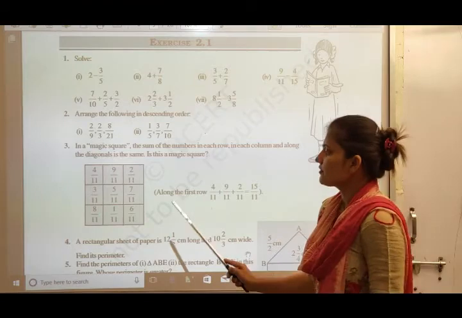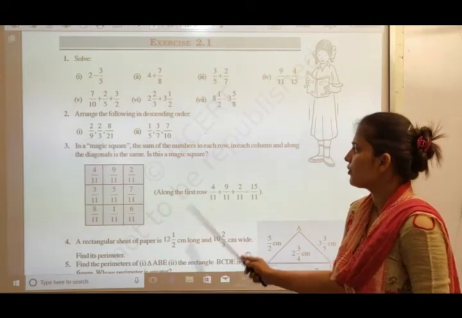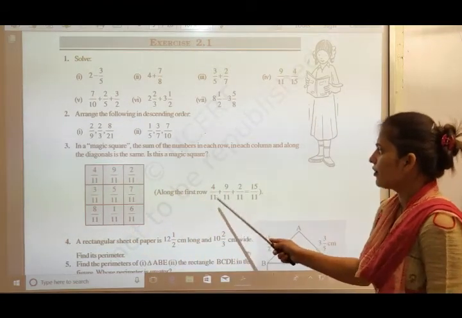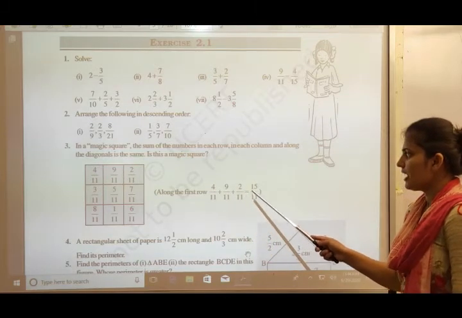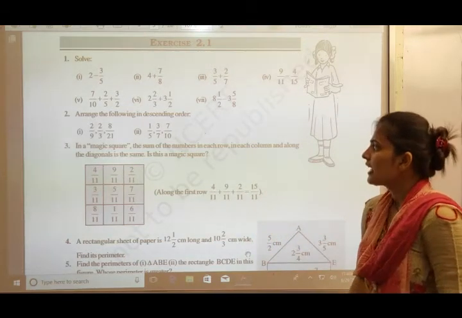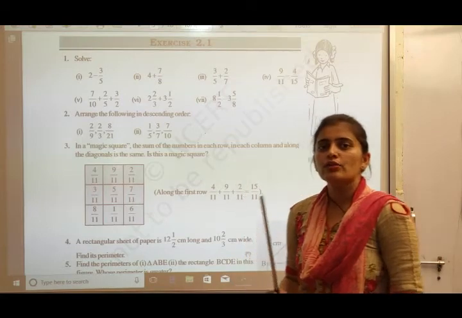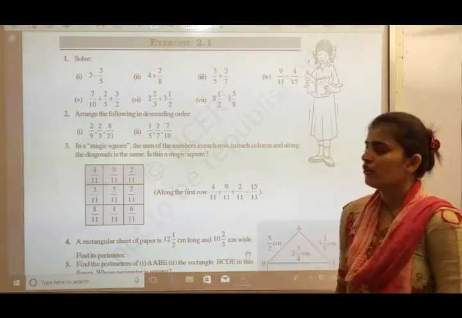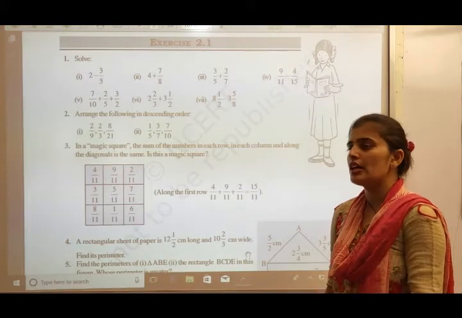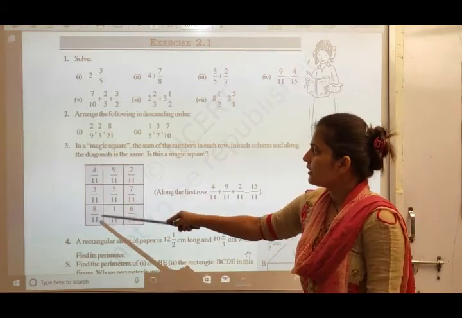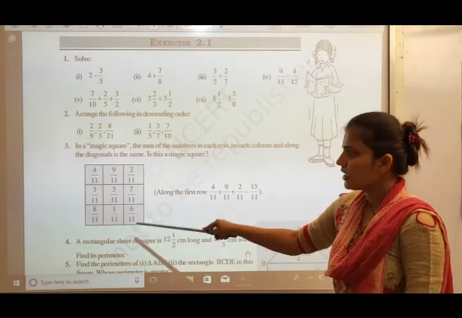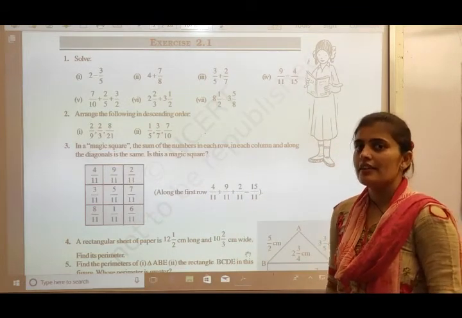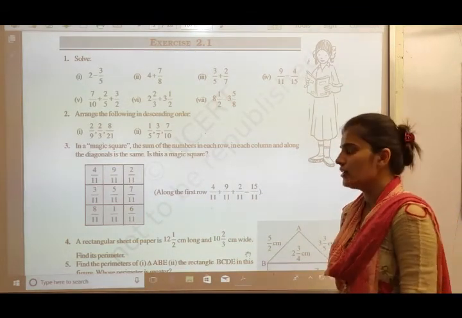So here the first row is given to you. 4 by 11 plus 9 by 11 plus 2 by 11 will be equal to 15 by 11. In the same way you have to do it for the second row and third row. Now the rows are completed. Now move to the columns. We have to add the first column, second column, third column. Columns are completed.